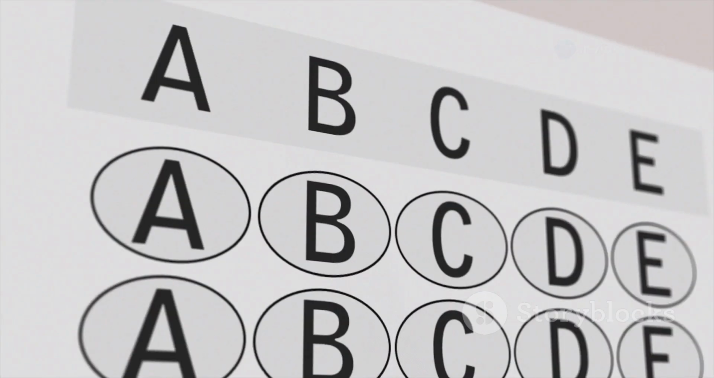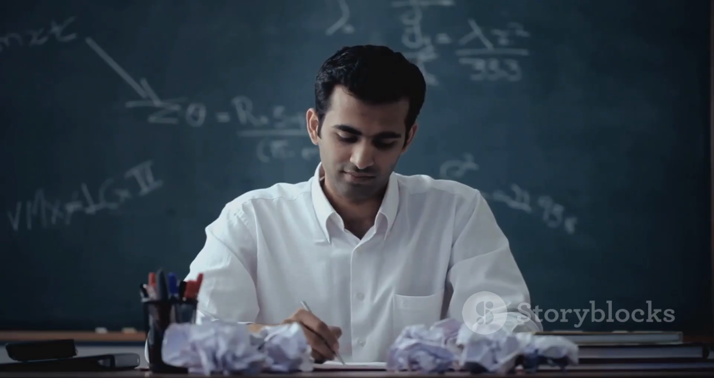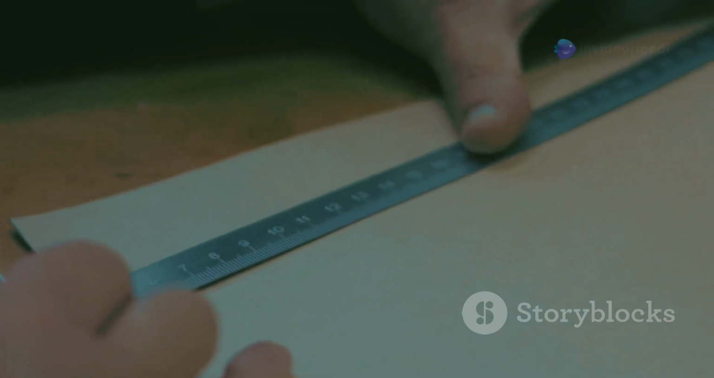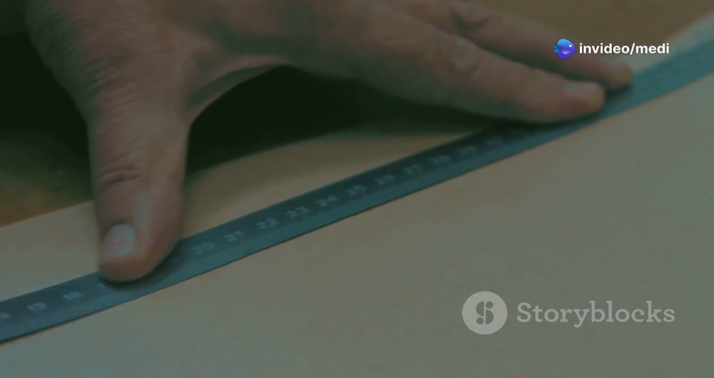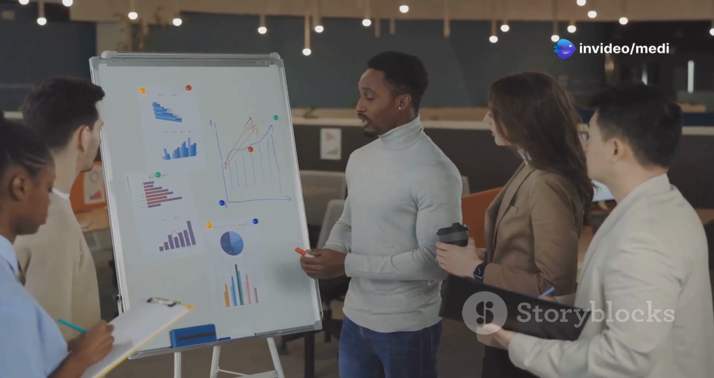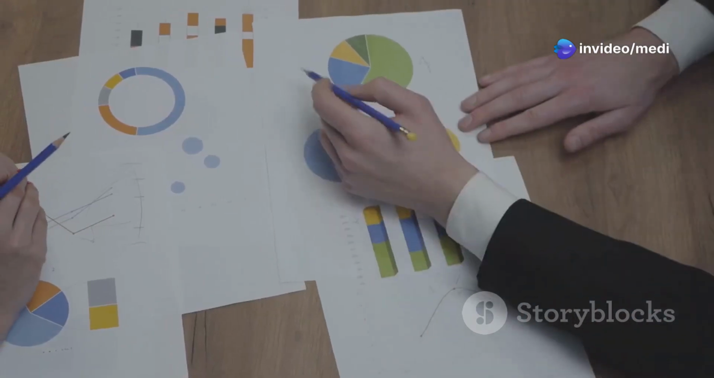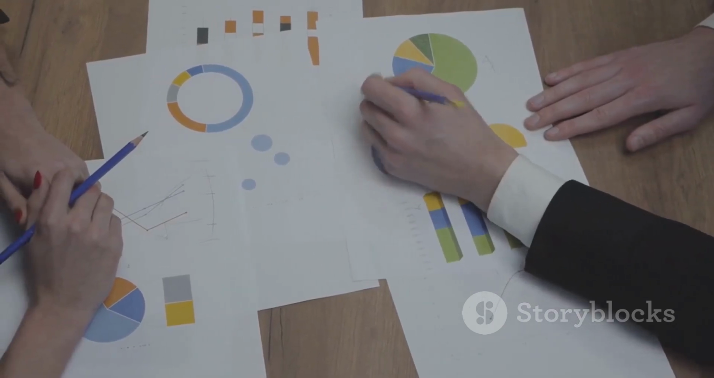If a test is unreliable, we can't be sure if a student's score reflects their true ability or just random chance. This is like using a broken ruler. We wouldn't trust the measurements. There are different ways to measure test reliability. Each method looks at reliability from a different angle.